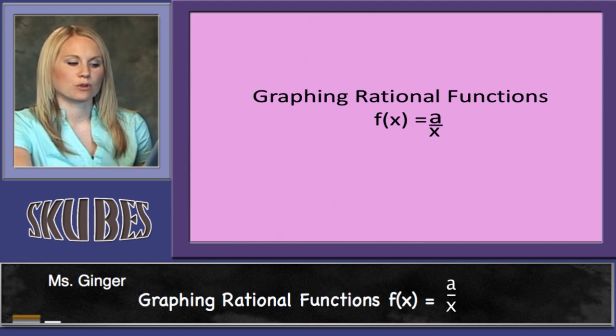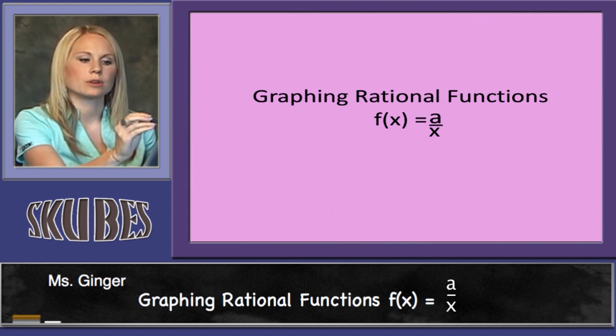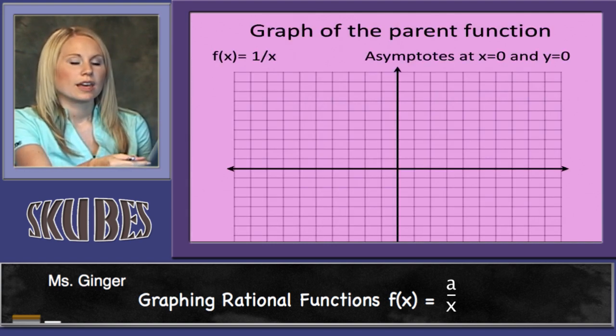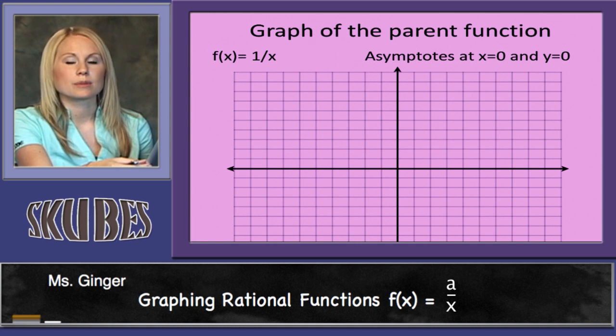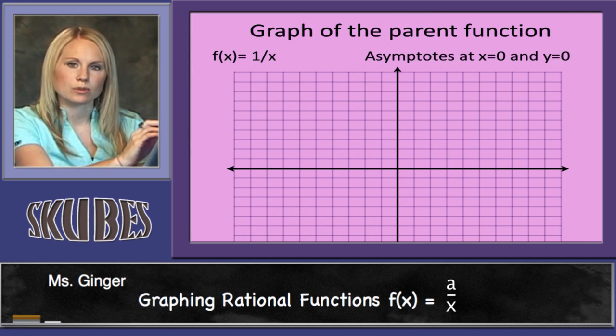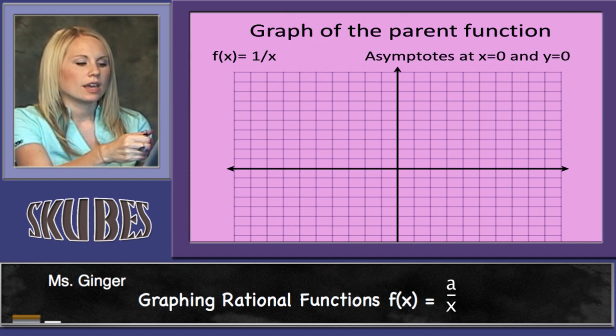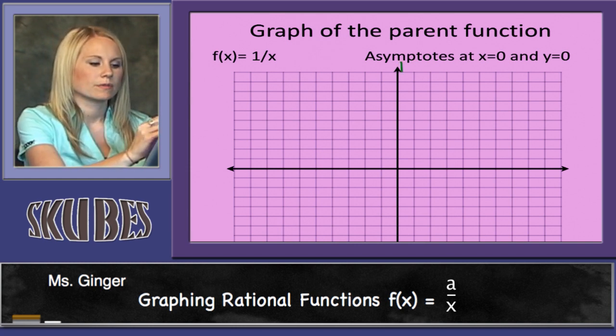Rational functions have the form f of x equals a over x, where a is just any real number. So to start off, we want to take a look at the parent graph of this type of function. One thing that's going to characterize the parent graph is that it's always going to have asymptotes at x equals 0 and y equals 0. And I want to show you what that looks like.